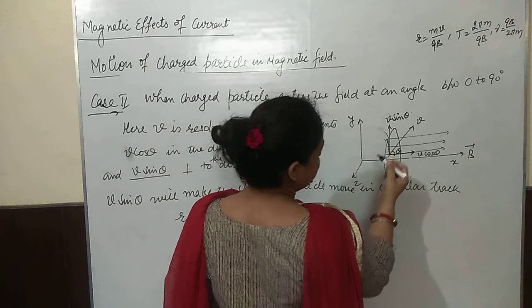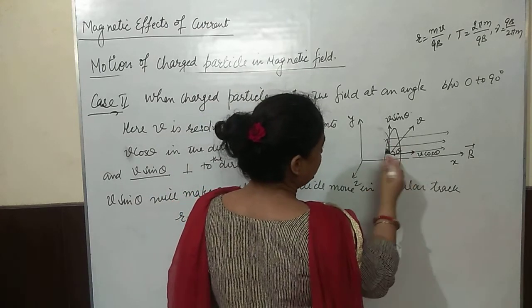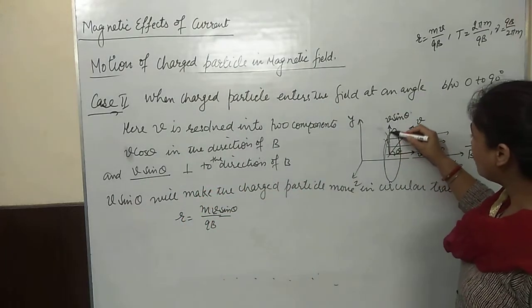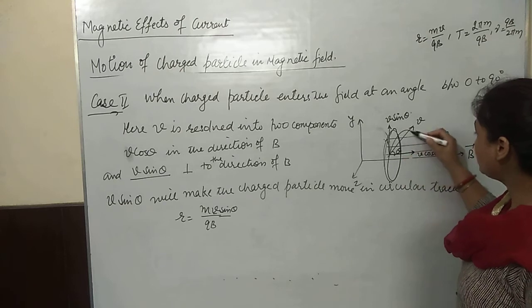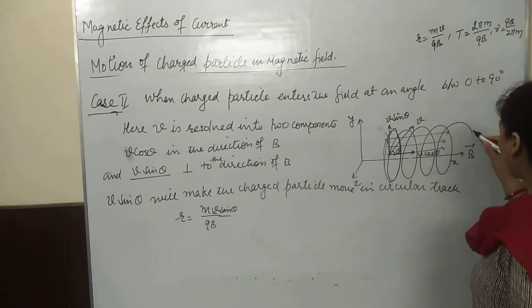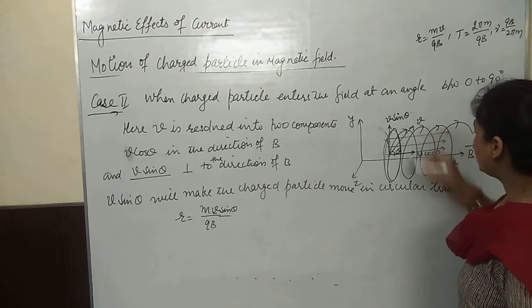So here, what was the direction of the force? The direction of force was in this direction, inwards. So the charged particle would be moving in this direction. So it is moving in the forward direction also. So this type of path would be observed for the charged particle.